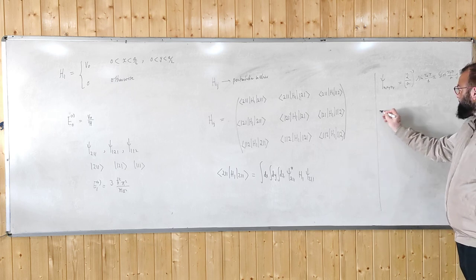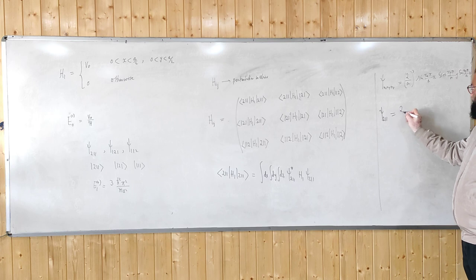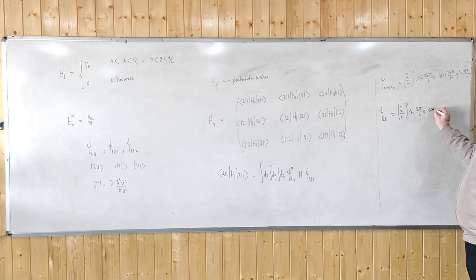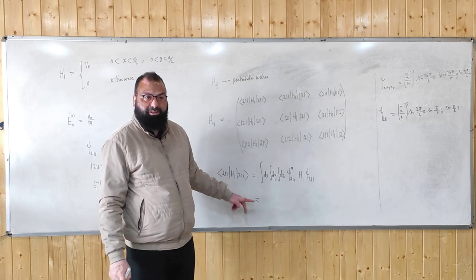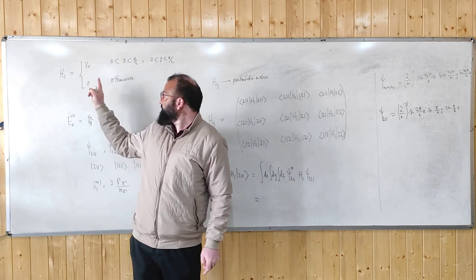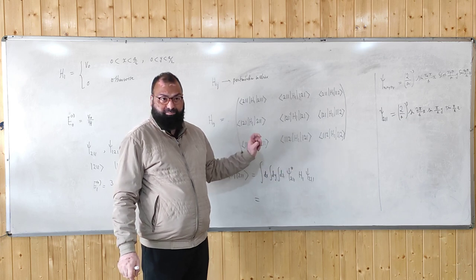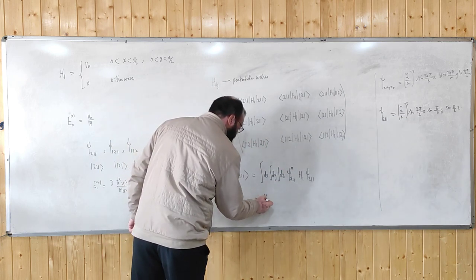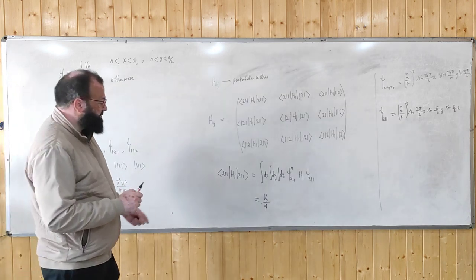So what is our psi 2-1-1? You have to put nx equal to 2: 2 by a whole cube, sine of 2 pi by a x, sine of pi by a y, sine of pi by a z. Got it? Substitute the value here. What are the limits of integration? H1 is non-zero where? 0 to a by 2 for x, 0 to a by 2 for y, and 0 to a for z. Once you substitute it, you get simply V0 by 4. So the value of this element is V0 by 4.